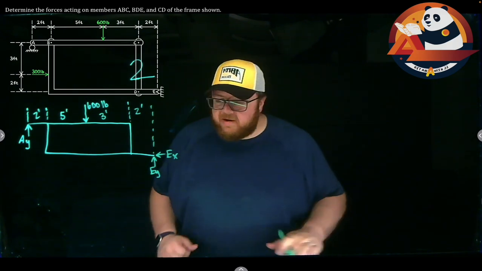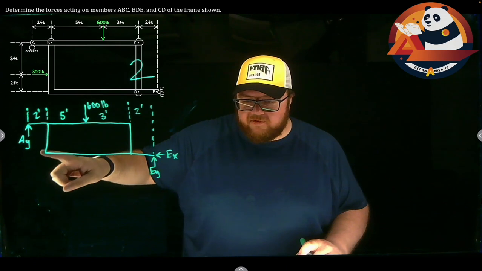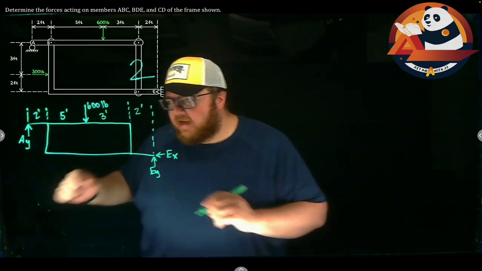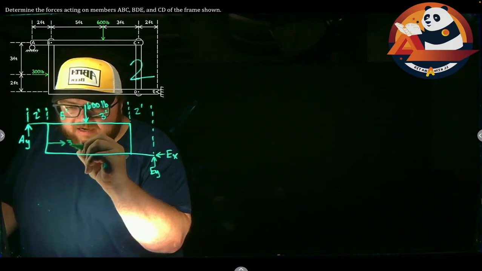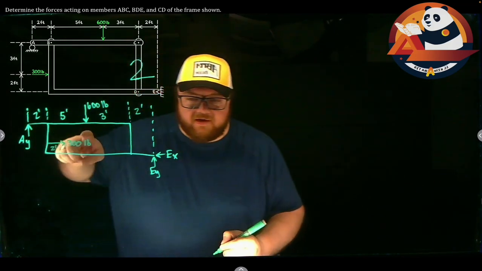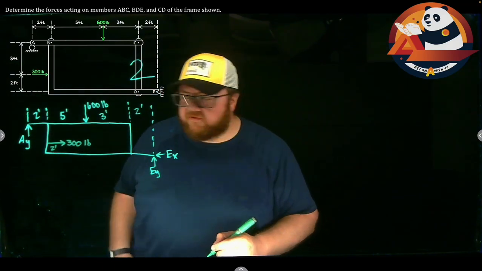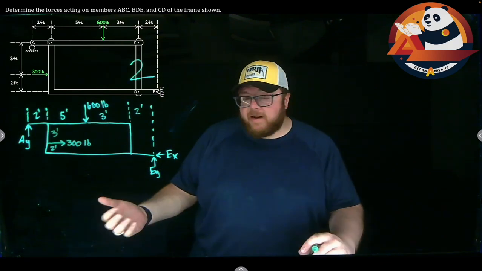From there, we can come in and try to sort out. We have one more force in here. From the bottom, if I go up 2 feet, I get to that 300-pound force. So we can put that in there. 300 pounds. 2 feet from the bottom, or 3 feet from the top. We'll label both of those. And that's our whole free body diagram.